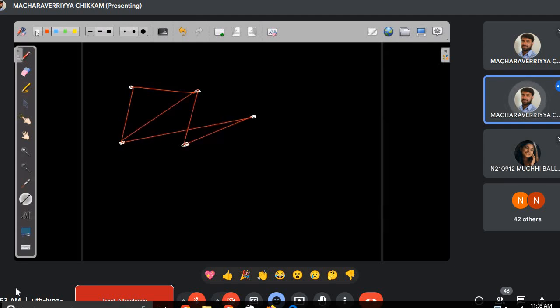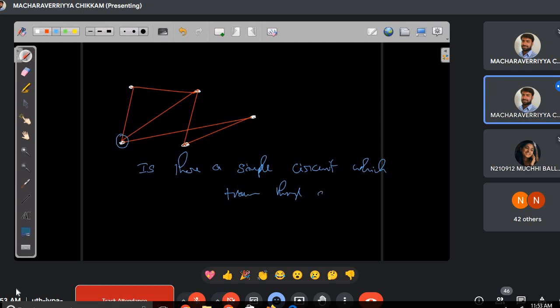Now the question is, is it possible to start at one point and come back to the same point by traveling all the edges? It means the question is, is there a simple path, a simple circuit, which traverses through all edges? So this is the question. Alright, so how about this graph? Do we have a solution?